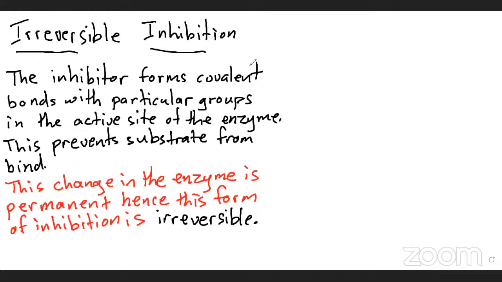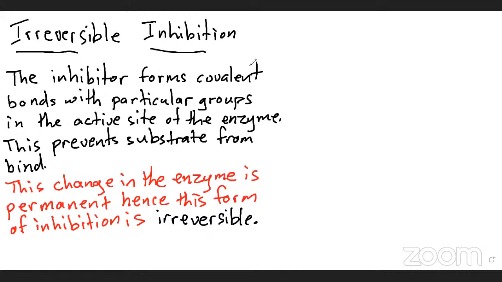This one, where it binds to the active site, forms a covalent bond and stays there. It is not going anywhere. That change is permanent, and once it's permanent, it's irreversible. Remember in the previous example, we said that the inhibitor can bind to a different site and come off. That one would be temporary, right? So that is why it is reversible. The key words here are temporary and permanent. If the change is temporary, then it is reversible. If it is permanent, then it is irreversible.